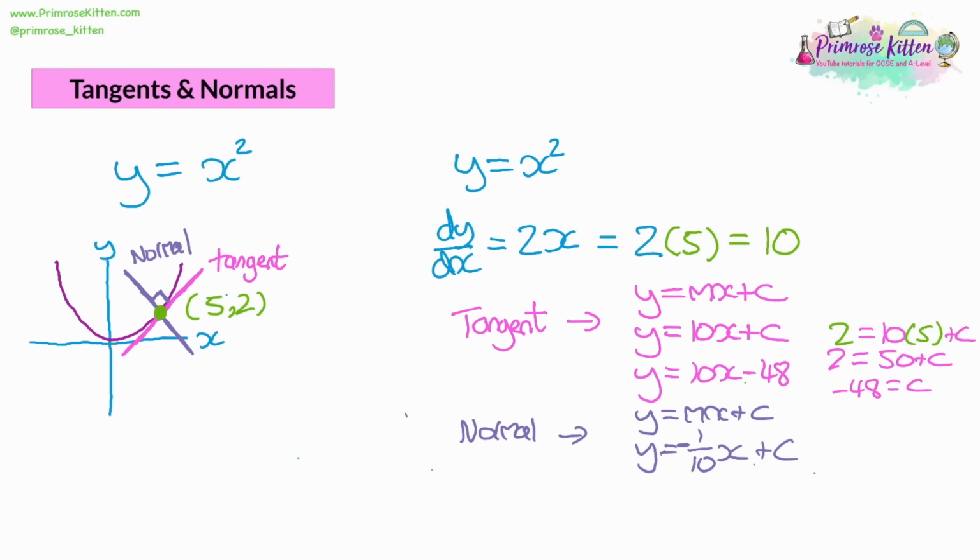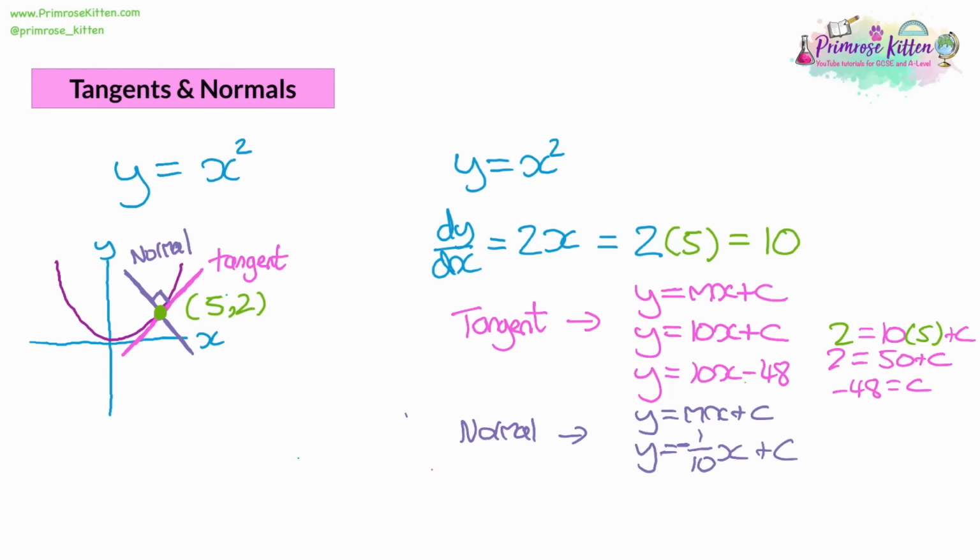You might be thinking, well, where has the 1 over 10 come from? And it's just the same as parallel and perpendicular lines. So the normal is perpendicular to the tangent. It's at a right angle. So we take the negative reciprocal of it.